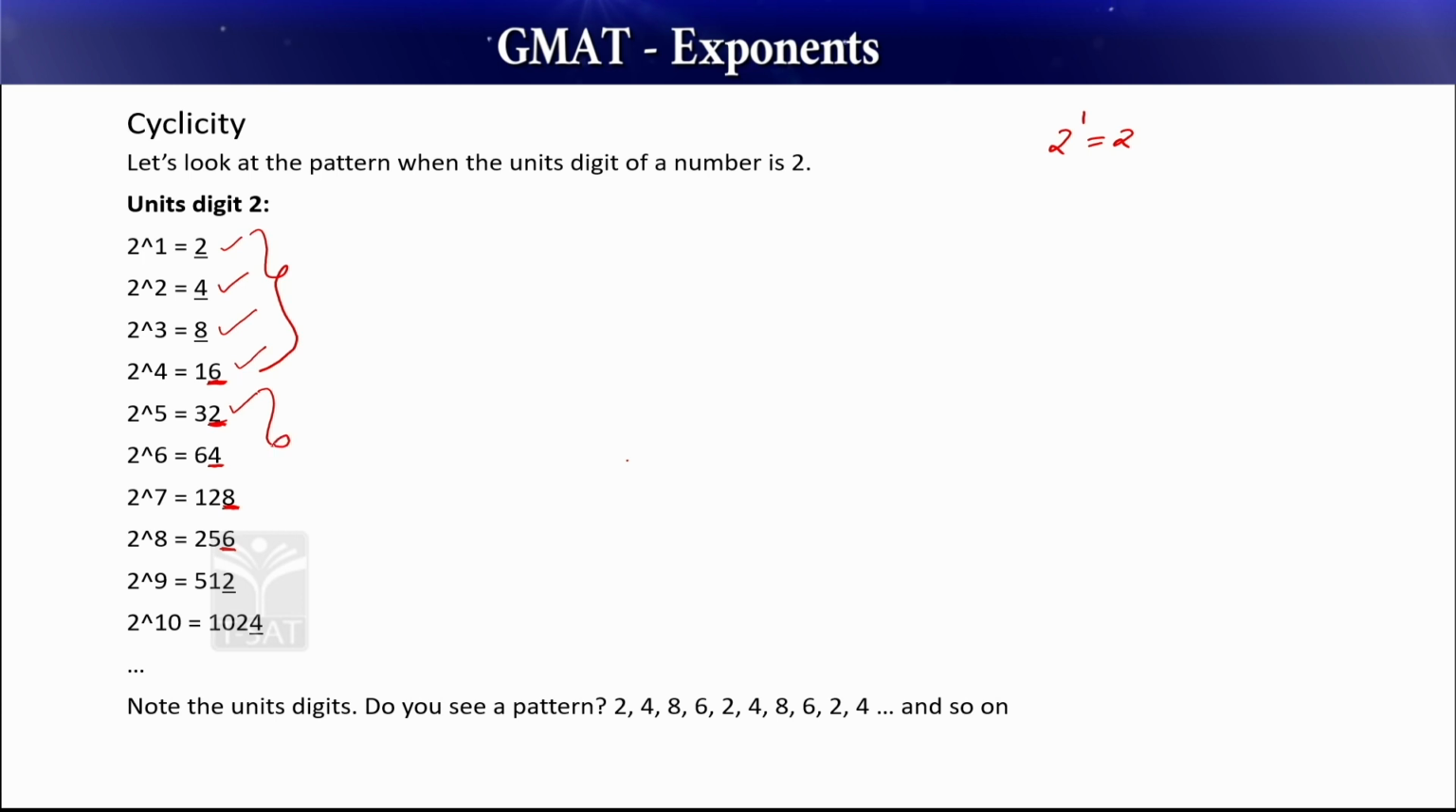This pattern repeats itself after every 4 counts in the power. So, we call that a cyclicity. 2 has a cyclicity of 4.